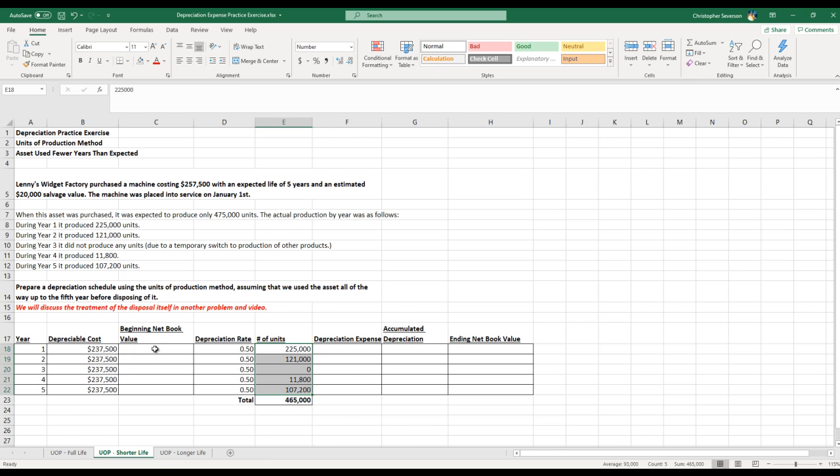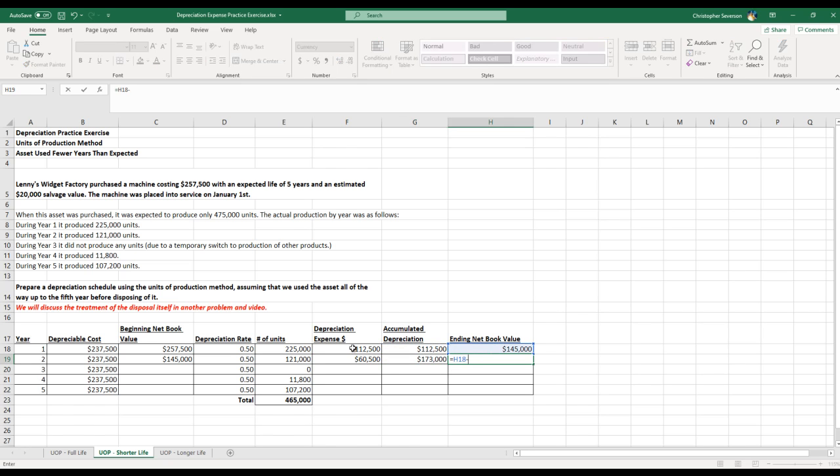So what I want to mention here, most of this is going to be the same. We're still going to start off with the beginning net book value of 257,500. We're still going to calculate things the same basic way for the first few years. So it's going to be 50 cents multiplied by 225,000. We're just going to do everything the same because for all we know, we're going to end up having the same 475,000 units. So I'm going to speed through some of this because we've already done this. 50 cents times 121,000. And that's, again, 0.